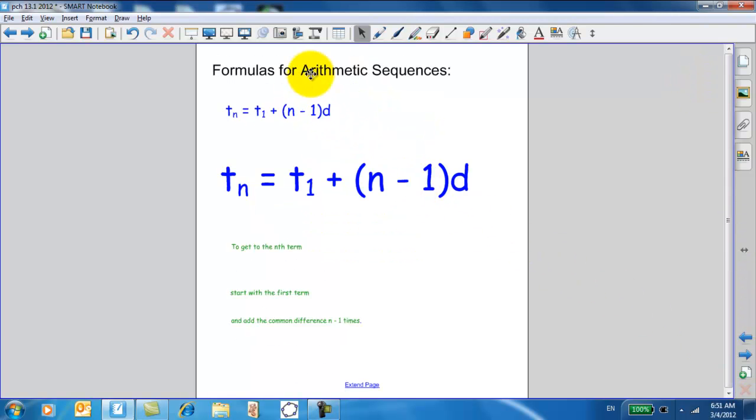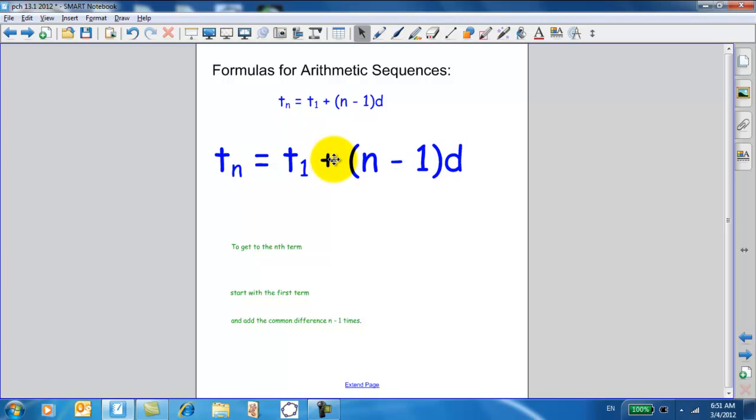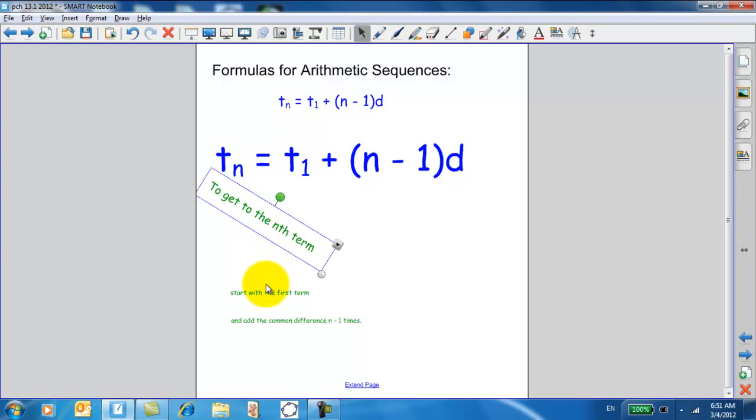So here's the formula for the arithmetic sequences. t sub n equals t sub 1 plus n minus 1 times d. Where does this one come from? Well, let's look at all these terms carefully. Make this a little bigger. And so to get to the nth term, that's what we got right there.